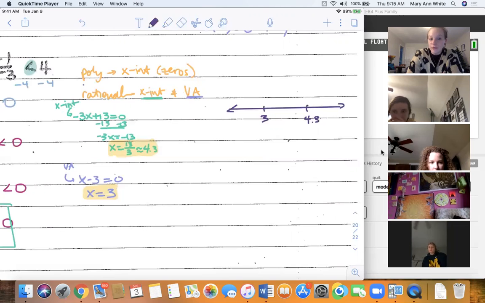Just like we were doing before, we need to make sure that we're checking all of the numbers in the interval. So I just need a number somewhere in the interval. So like a number that's smaller than 3 is 0. A number that's between 3 and then 4.3 would be 4. And then a number bigger than 4.3 is 5. Again, any number in those intervals works. There's no right or wrong answer. And then we make our sign chart. Got 0, 4, and 5.